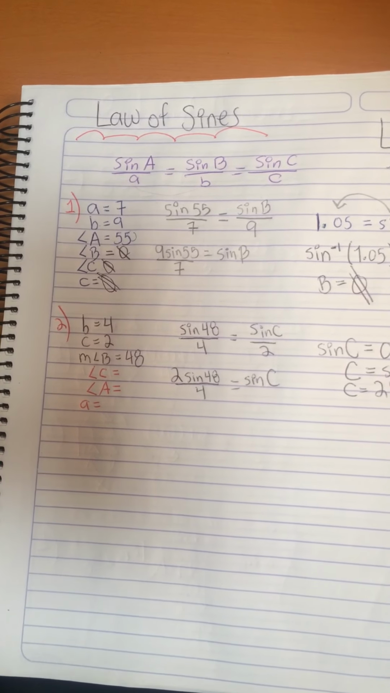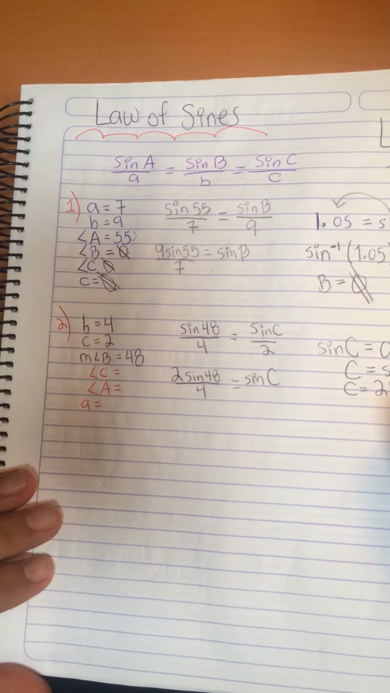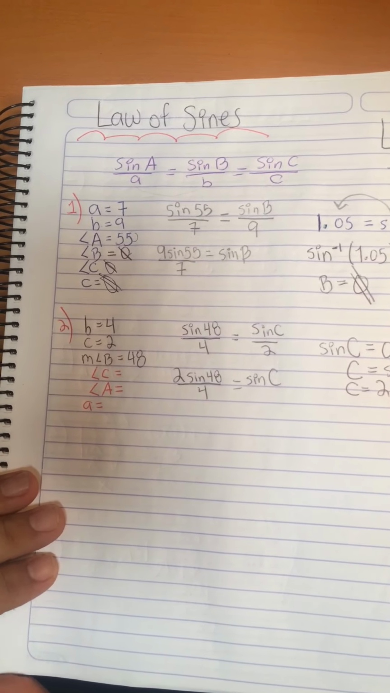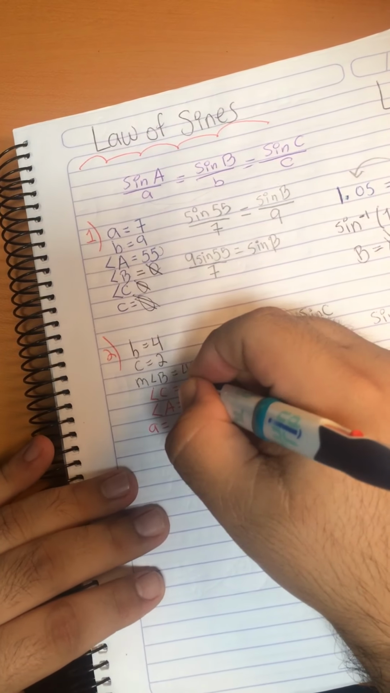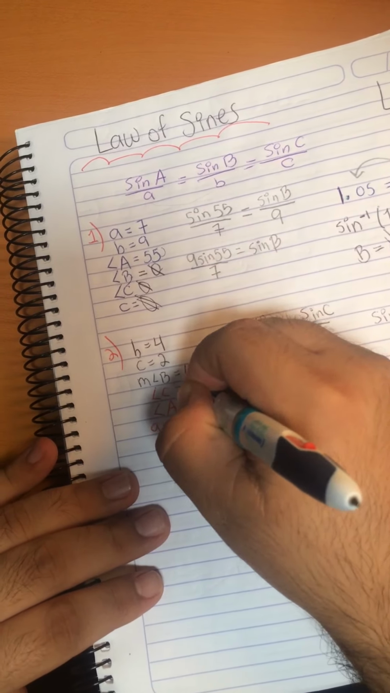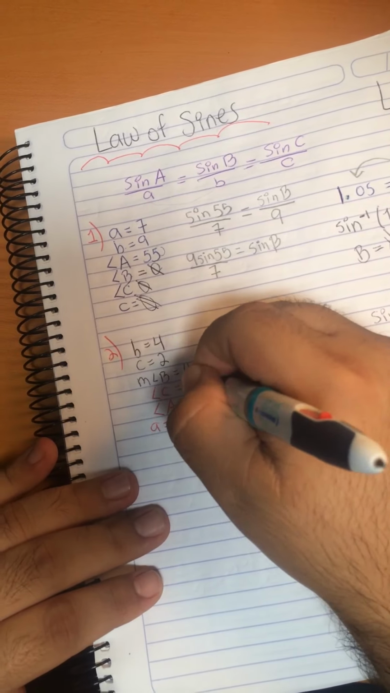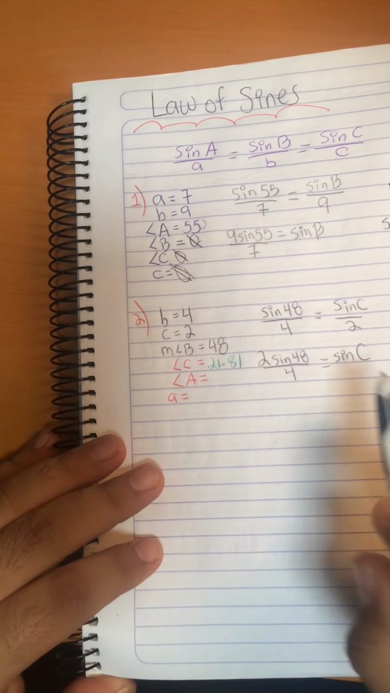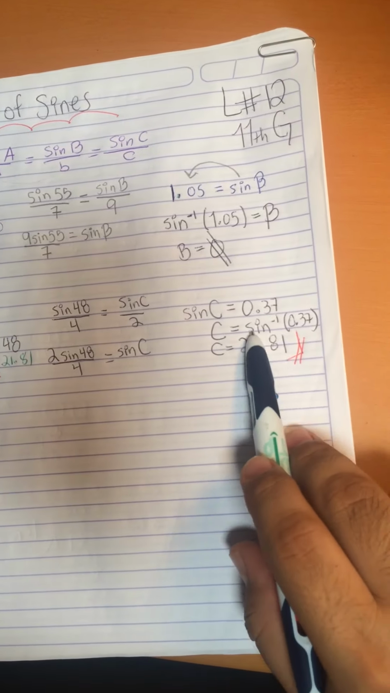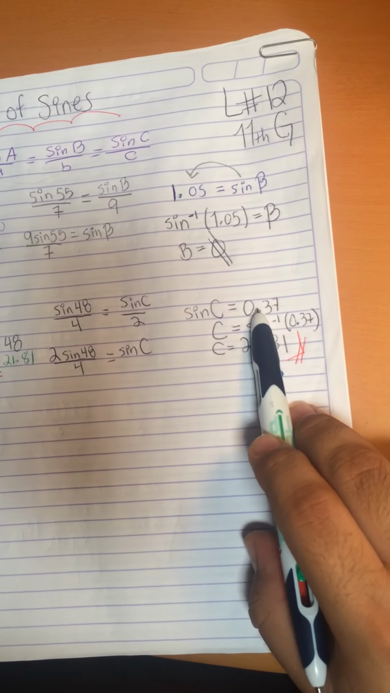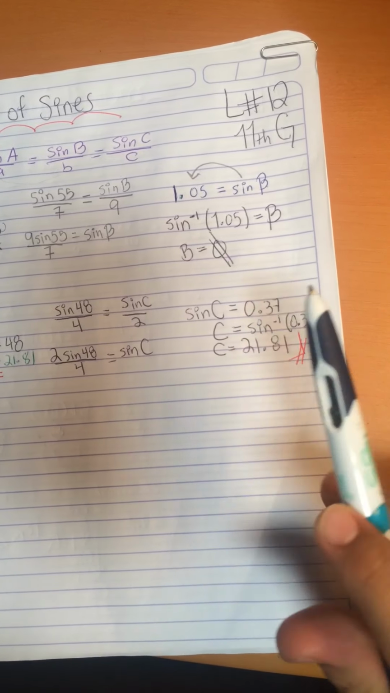Okay, and there we have, remember, this is the measurement of angle C, 21.81. And I'm going to put it here. Remember that it comes from here, the inverse sine of 0.37, and that's it.